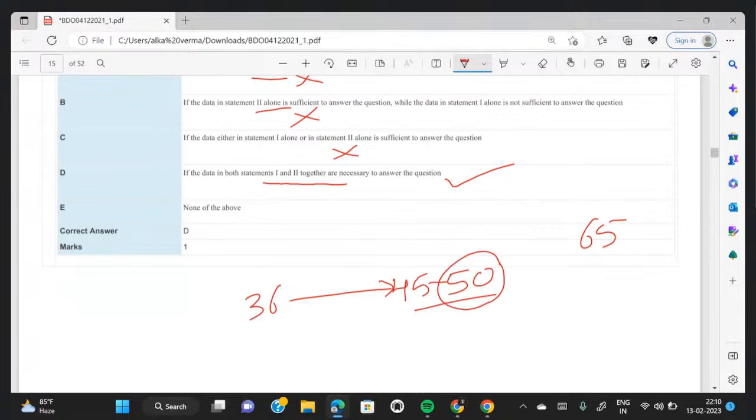So how to choose the questions, how to plan our strategy, which questions to solve first, which questions to solve for later, during the exam what things to carry, what things not to carry, what to do, what not to do, everything we will be covering in that strategy session.